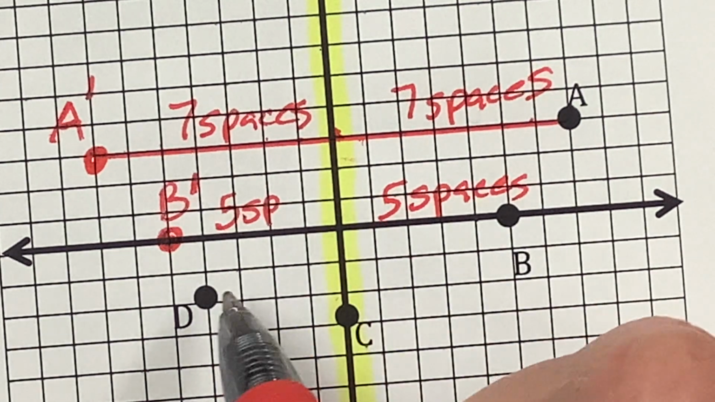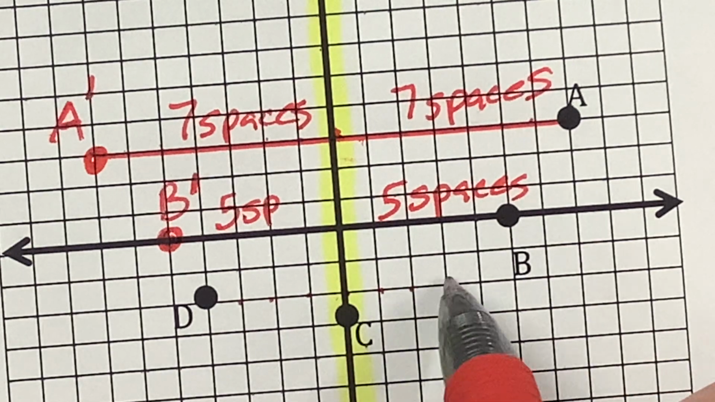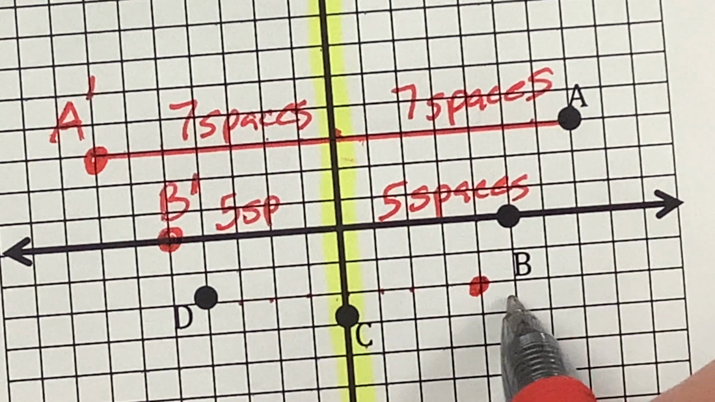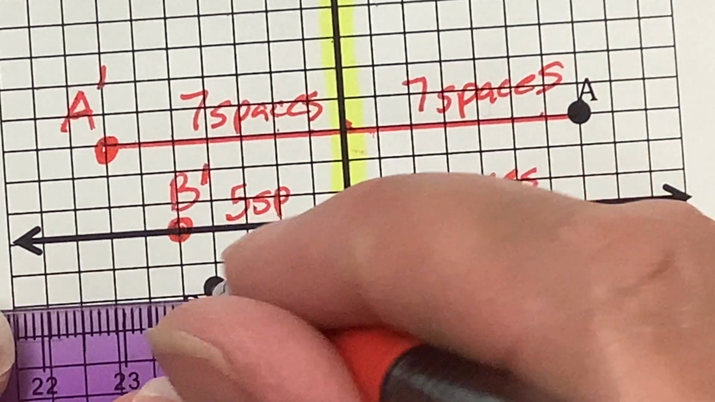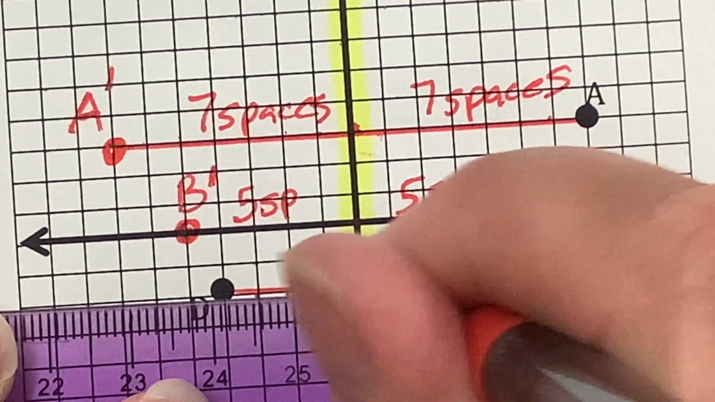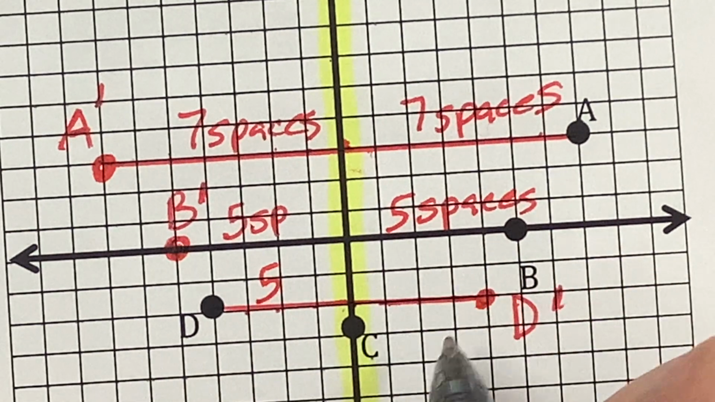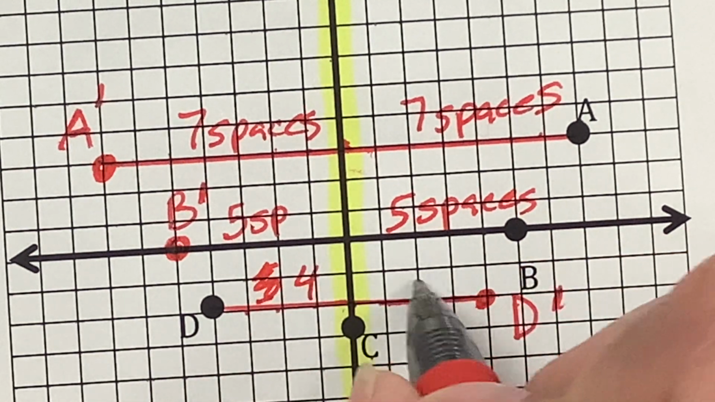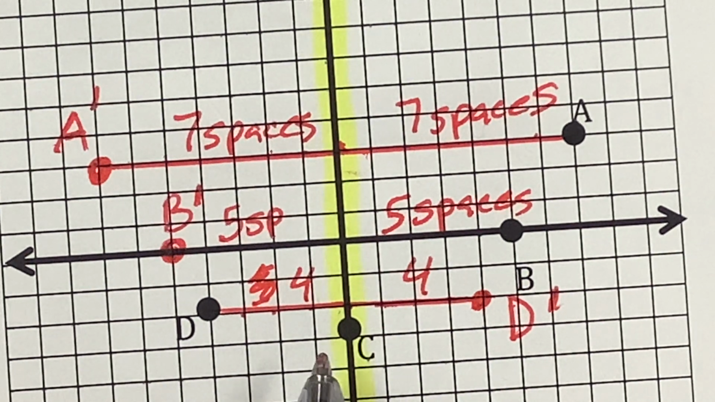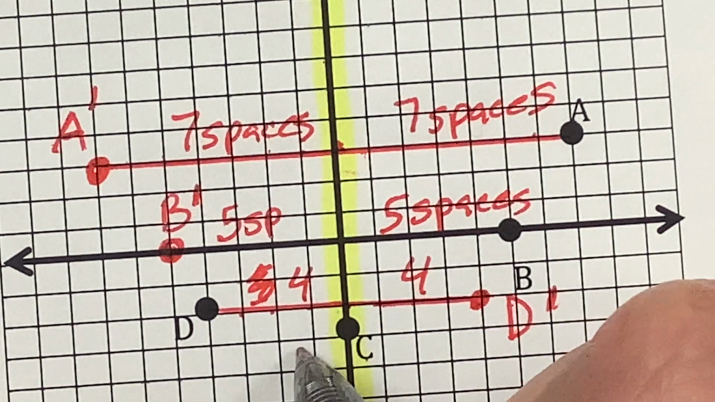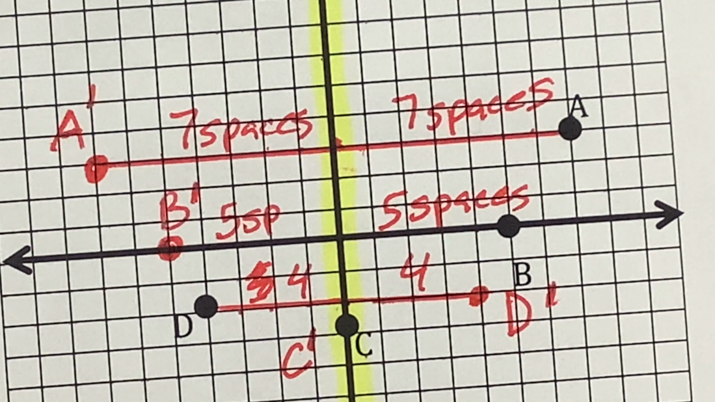D is over here, and it's 1, 2, 3, 4 on one side and 1, 2, 3, 4 on the opposite side, and that'll give me D prime. Here, I'm saying spaces, sometimes I'll say boxes. This one is 4 boxes, and this one is 4 boxes. And again, it meets the line of reflection at a right angle. But what about C? Well, C and C prime are the same point because it's on the line of reflection.